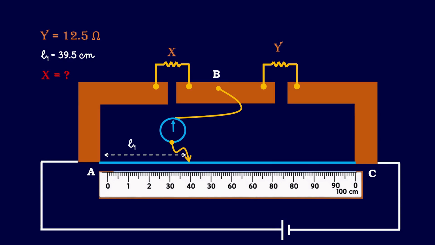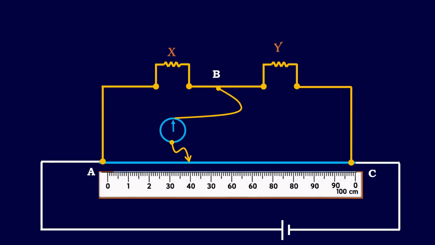First, let us convert the meter bridge into its equivalent circuit form. The thick copper strips in the bridge have negligible resistance, so we can treat them simply as connecting wires. Now, consider the meter wire between points A and C. The jockey divides this wire into two segments. The first segment has a length L1, which is 39.5 centimeters. The remaining part of the wire has a length 100 minus L1.